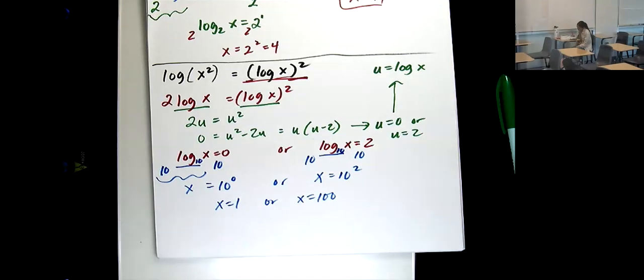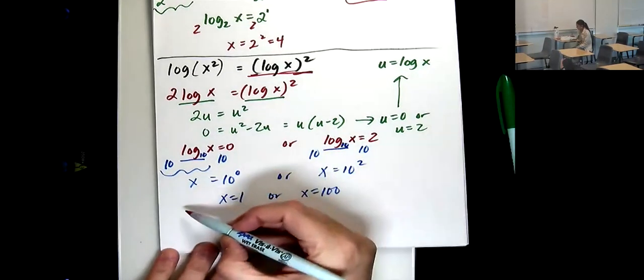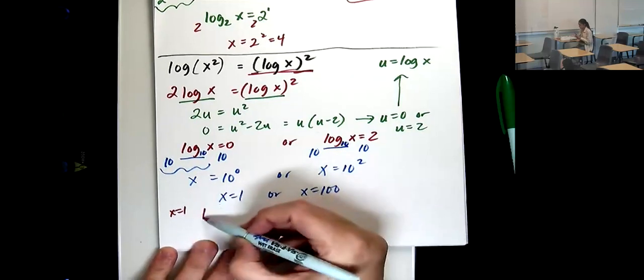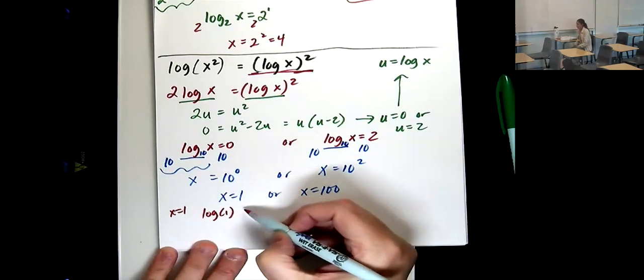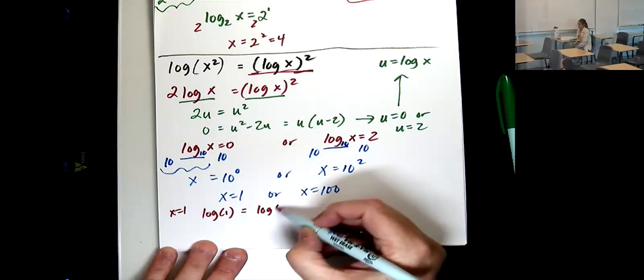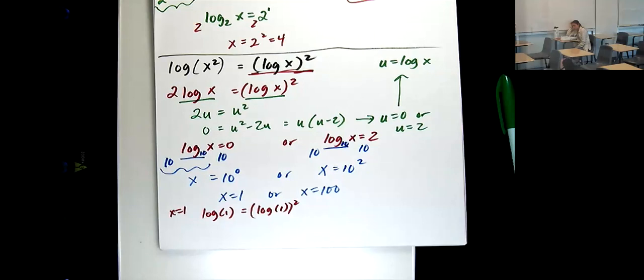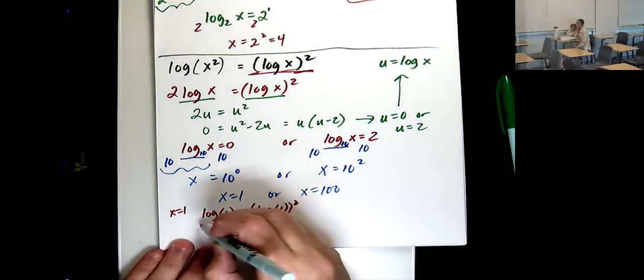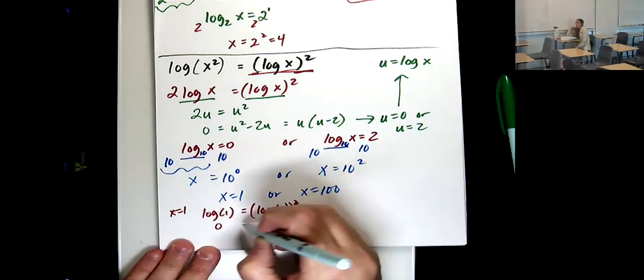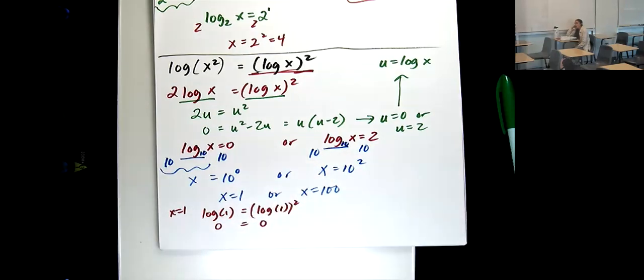Does it work on both? If I do x equals 1, I get log 1 equals log 1 squared. Log of 1 is 0. So 0 equals 0. That does work.